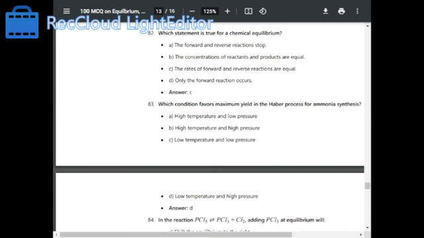Question number 83. Which condition favors maximum yield in the Haber process for ammonia synthesis? Option A, high temperature and low pressure. Option B, high temperature and high pressure. Option C, low temperature and low pressure. Option D, low temperature and high pressure. The correct answer is D, that is low temperature and high pressure.